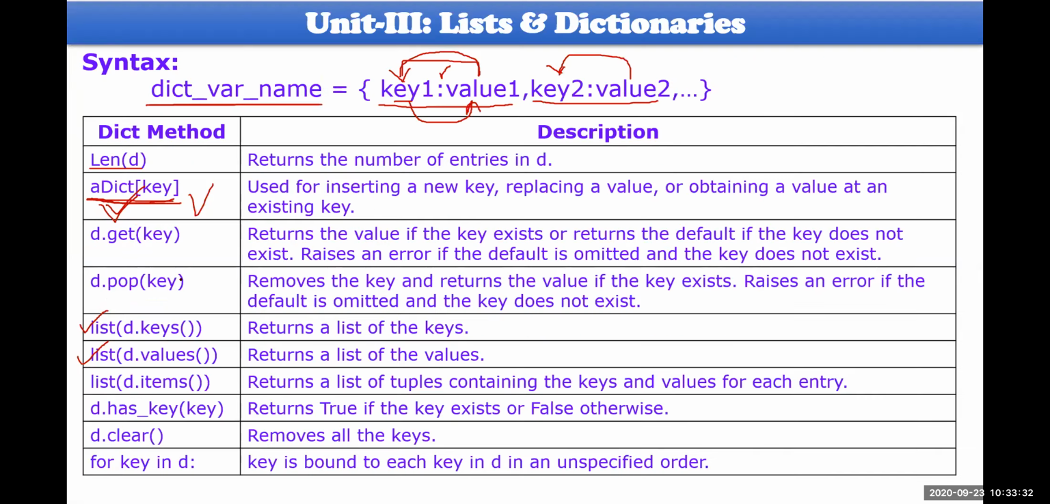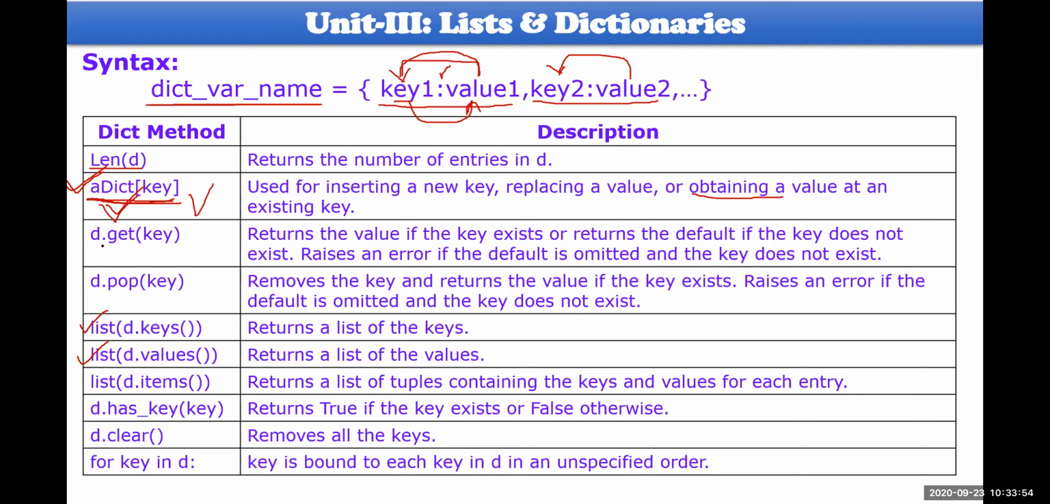So this kind of orientation is given to you. It may insert a new key, otherwise it may replace an existing value, otherwise it may obtain or get the value of a key which is available with you.